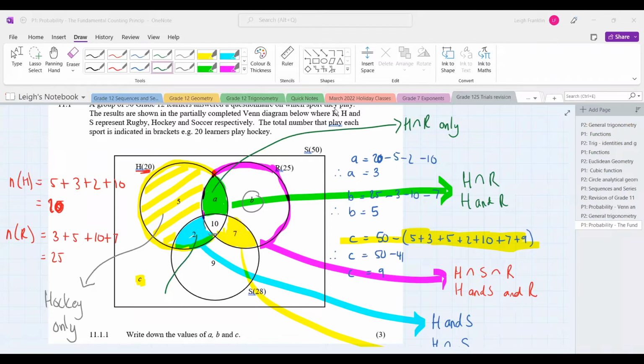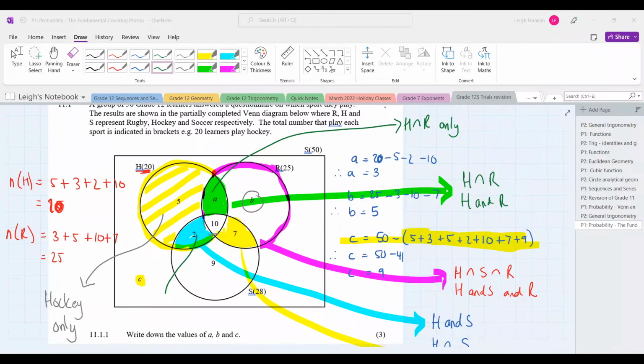Good stuff. Now that we've spoken about the intersections and we've spoken about the only, let's talk about the union. What does it mean when we talk about the union of sets? The intersection of sets is where they overlap one another. So the intersection of hockey and soccer is 2 plus 10. That's the area of intersection. Or the area of intersection of hockey and rugby, that's A plus 10, so 3 plus 10.